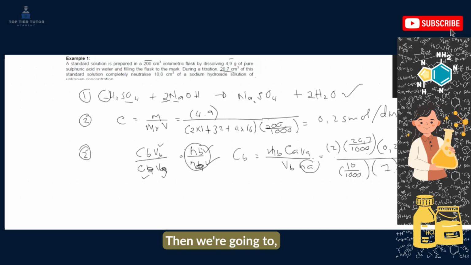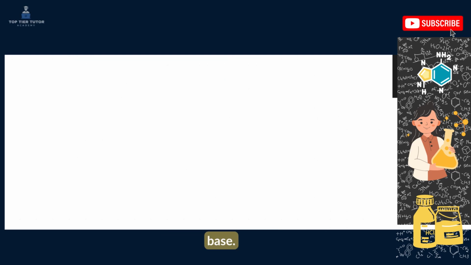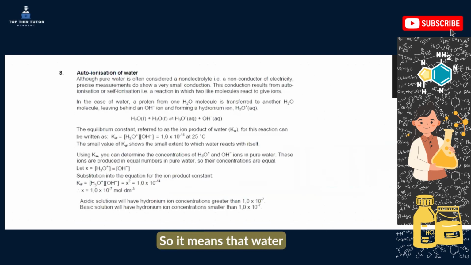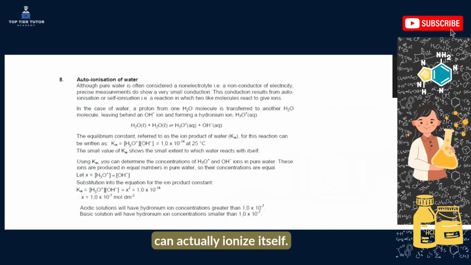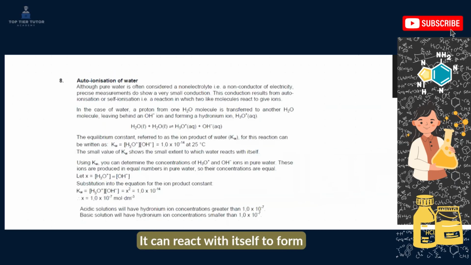Then we're going to move now to auto ionization of water. So we understand that water can act as an acid and can also act as a base. It means that water can actually ionize itself. It can react with itself to form hydronium.